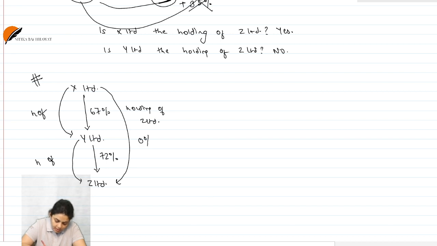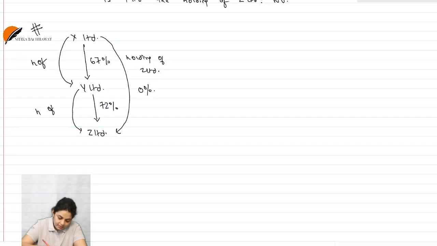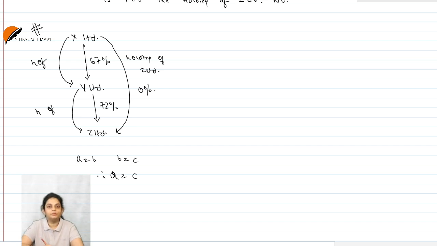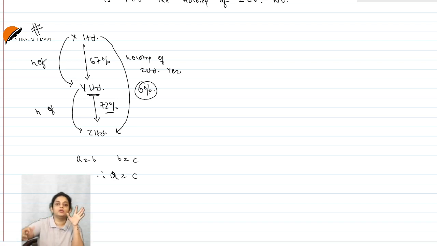See, the holding is 0%. Can I still say A is equal to B, B is equal to C, therefore A is equal to what? C. I am directly not holding anything, but through my subsidiary, I am holding how much? 72%. So, I am also the holding. If my subsidiary is a holding of another company, I am also the holding of that company. Right?